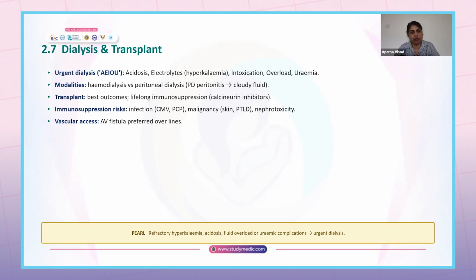Now it could be either hemodialysis or peritoneal dialysis. There are a lot of factors which will decide whether the patient will go in for hemodialysis or peritoneal dialysis.